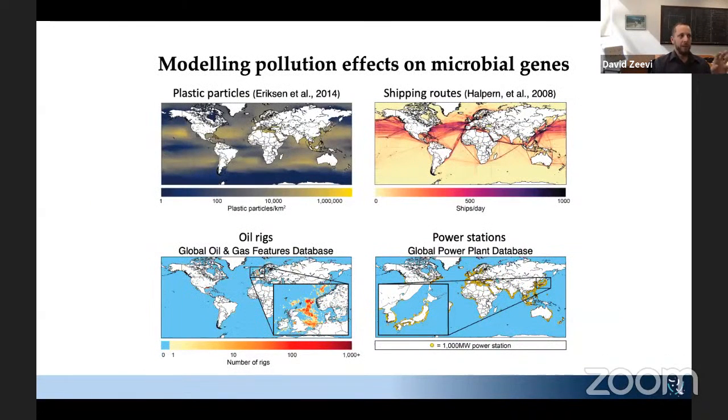At the same time, we collected data on pollution sources from many different papers and data sources. What we're seeing here are data on plastic particles in the ocean, data on shipping routes. We have oil rigs around the world, power stations. Not shown here, we have organic and inorganic fertilizers, heavy metals, and several more. And this was a big effort. You see these nice maps, but actually harvesting the data and using it took a lot of time and effort.